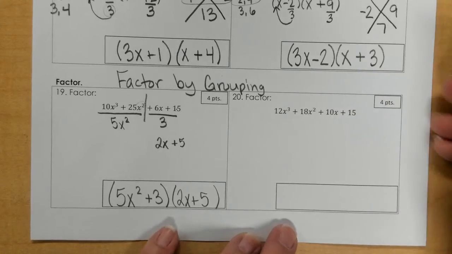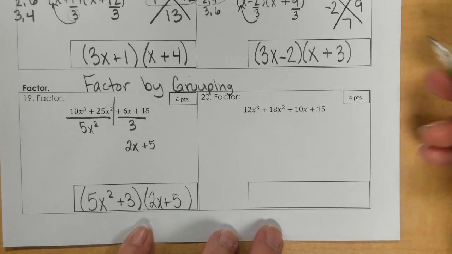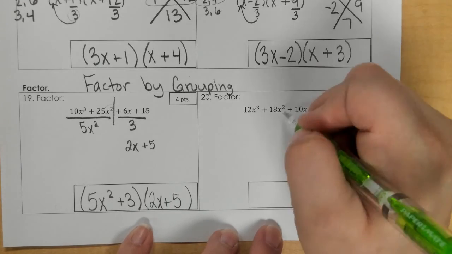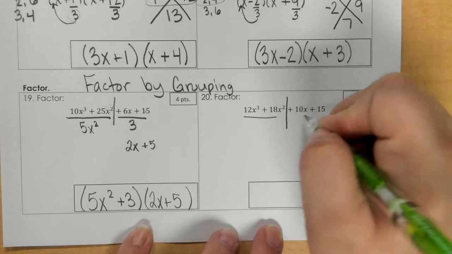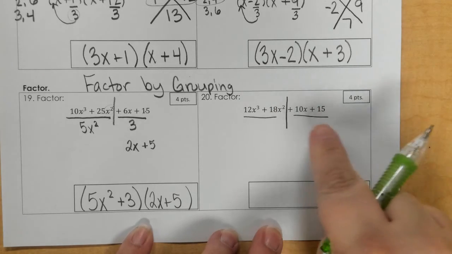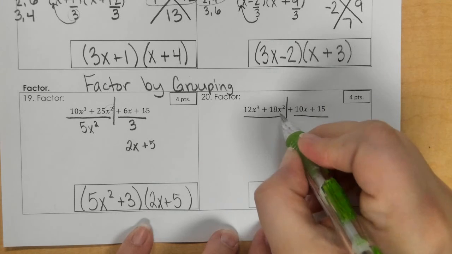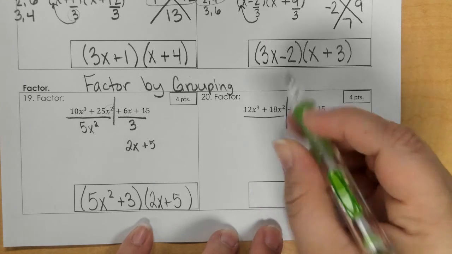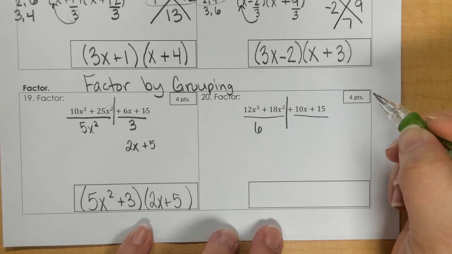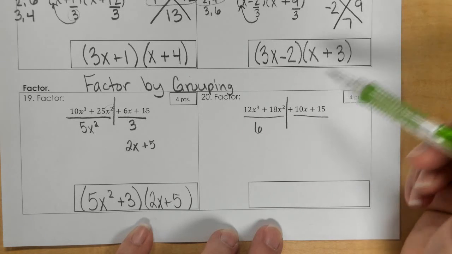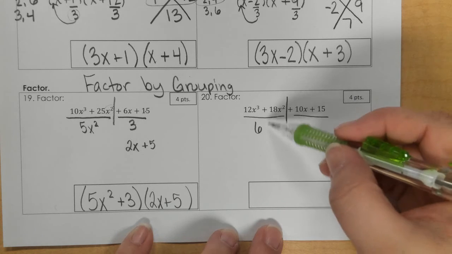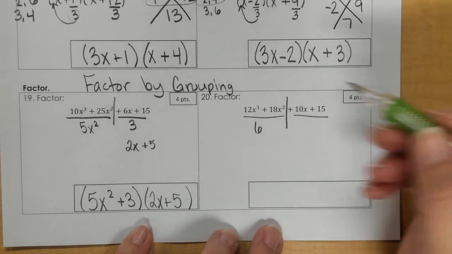All right, number 20. Again, factor by grouping. I know that because I see I have 4 terms. So cut in half, GCF of each side. So this one's a little bit trickier. I'm going to go with 6 for this one. I can see you saying 2 or even 3. But 6 goes into both of them, and it is the greatest number.